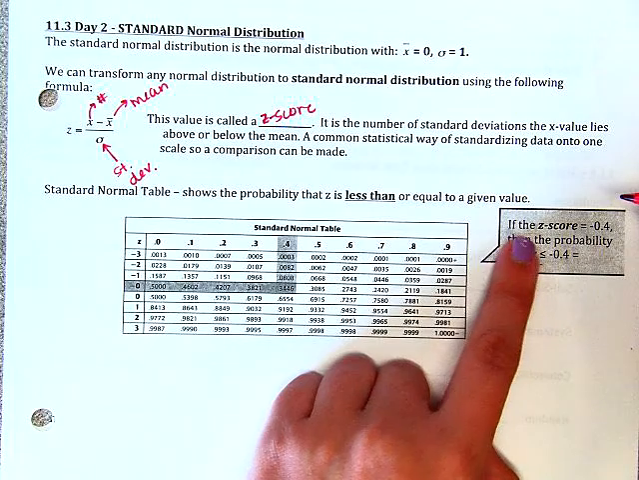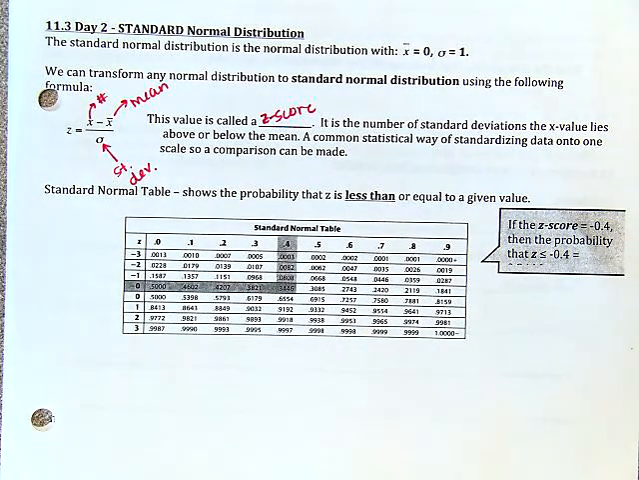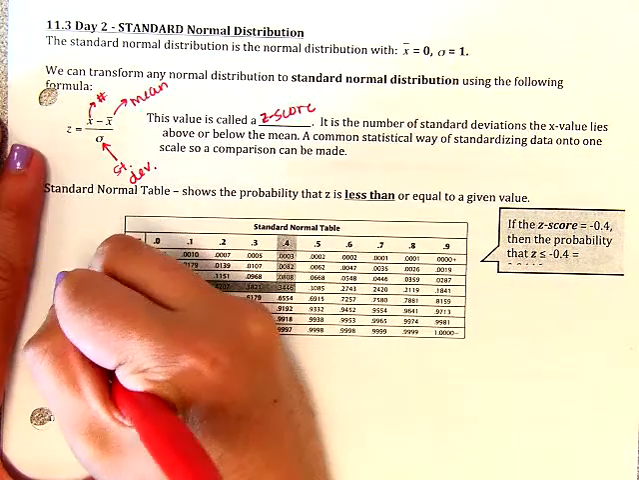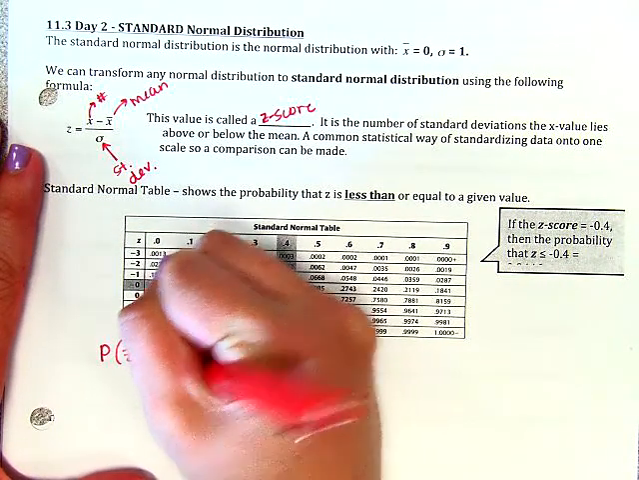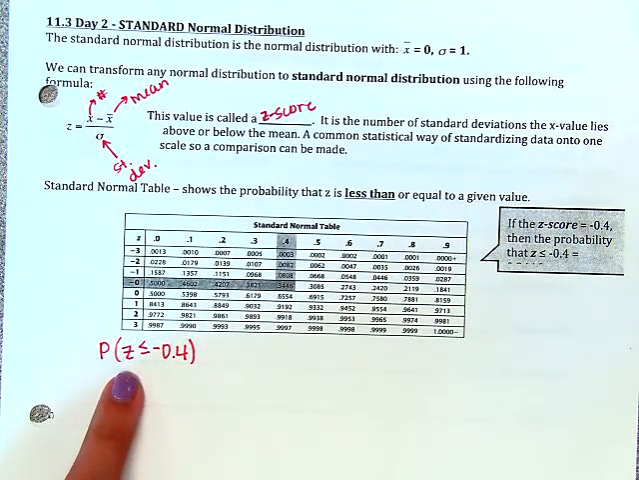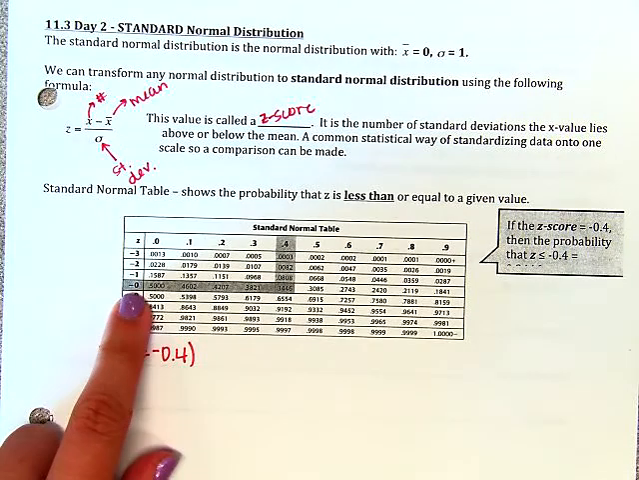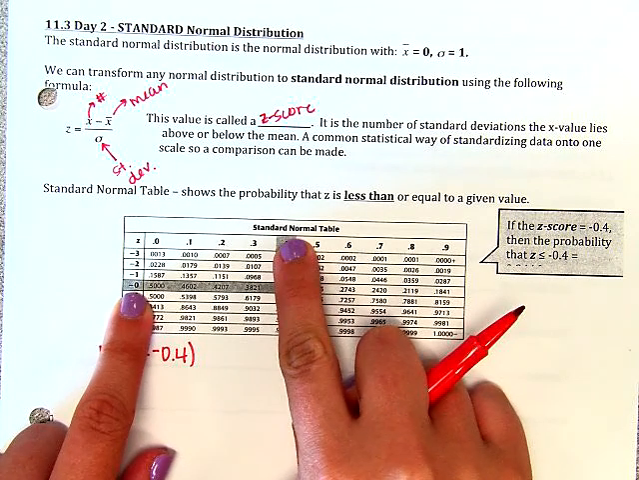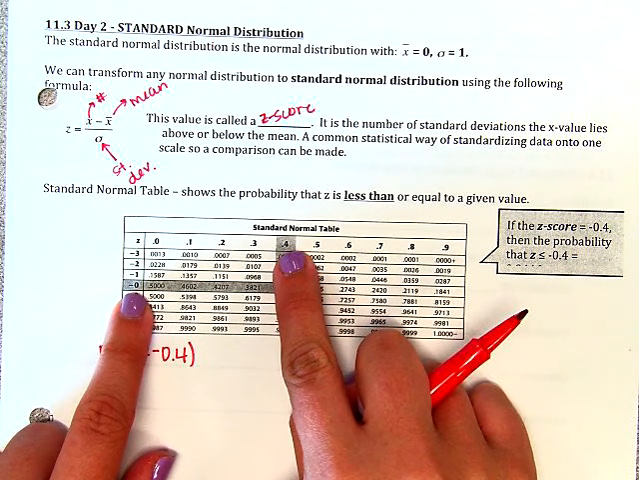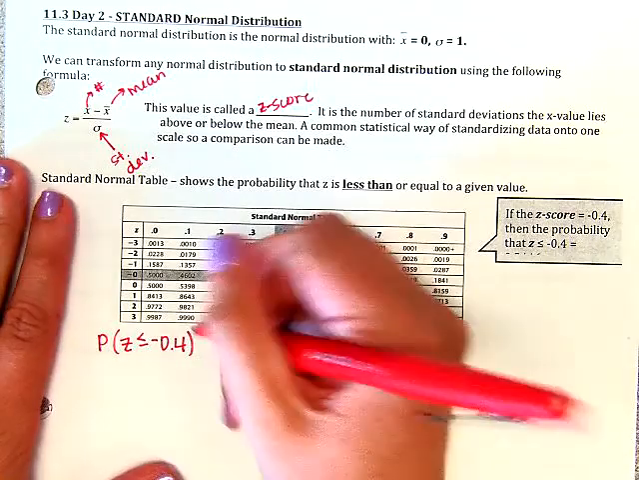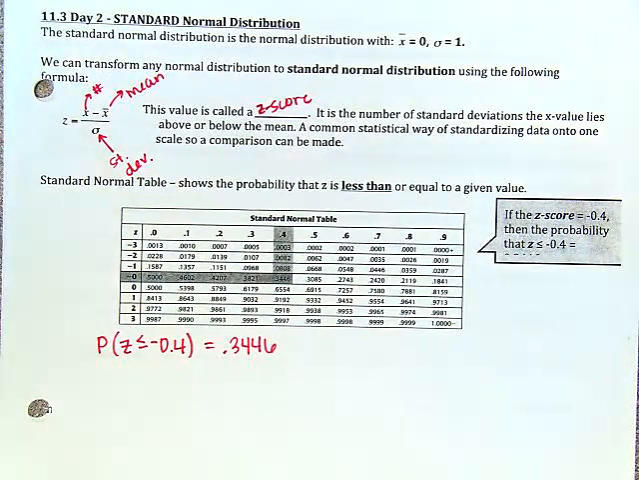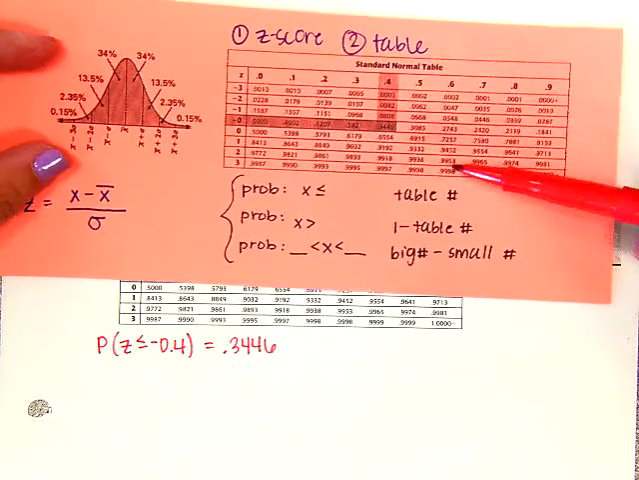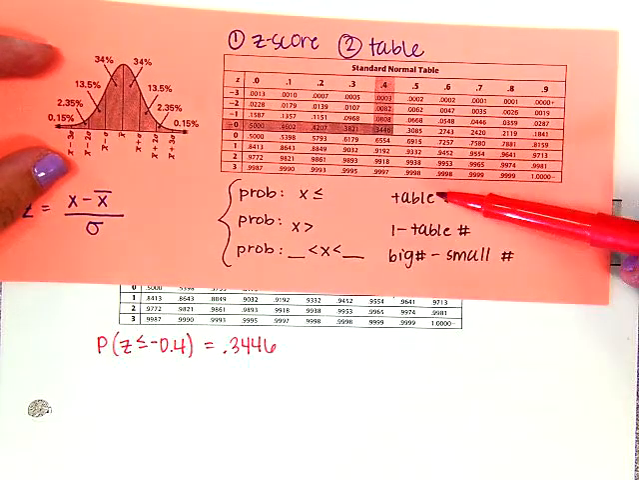So let's say you're looking for the probability that z is less than or equal to negative 0.4. That means I go to my table and I want to line up negative 0 and 0.4, which are highlighted here for you, and I connect them and I get a probability of 0.3446. It's a little bit different now because it's less than, you just use your table number.